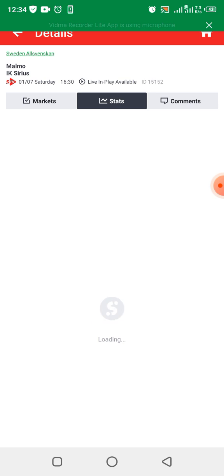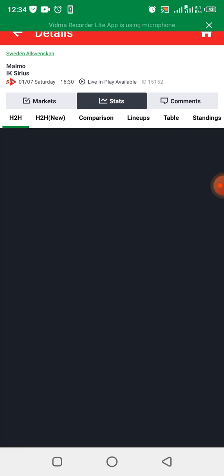So under Sweden, Malmö versus IK Sirius. I'm going to check their head-to-head new to know if their statistics meet the requirement. Now let's move on.